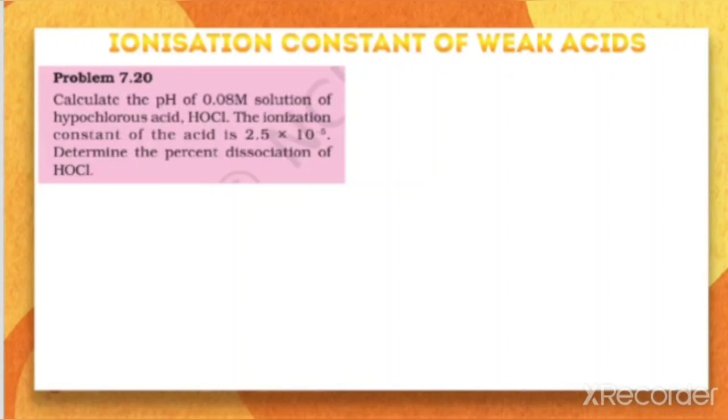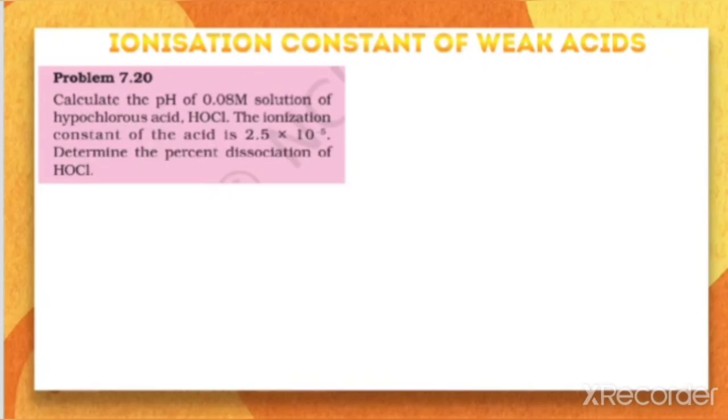Now let us do the text solved problem. We'll be doing problem 7.20. Calculate the pH of a 0.08 M solution of hypochlorous acid, that is HOCl. The ionization constant of the acid is given here, that is 2.5 × 10^-5. Determine the percentage dissociation of HOCl.